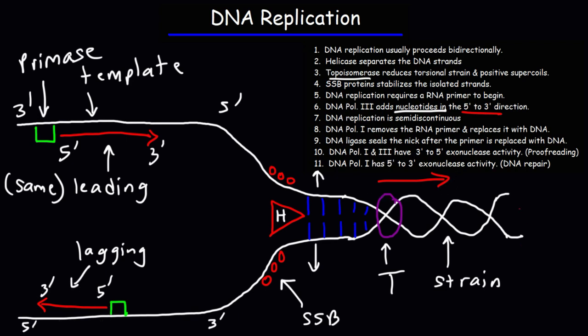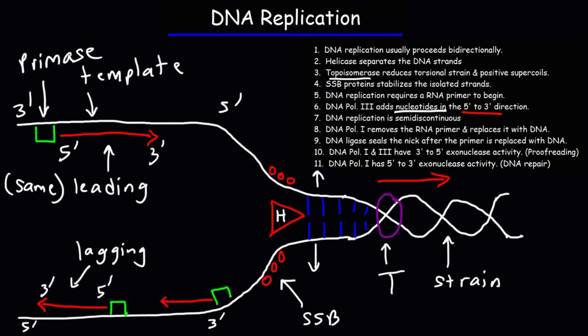So as the replication fork continues to move forward, you're going to have more space here. So what's going to happen is a new RNA primer is going to join here, and then DNA polymerase is going to start there, adding nucleotides in this direction.